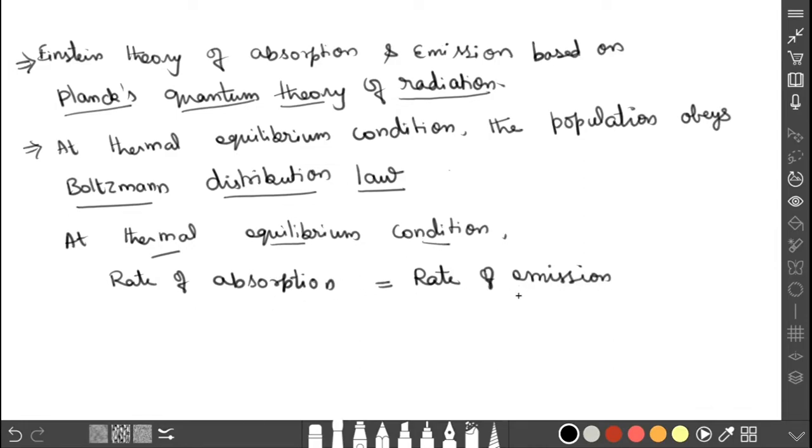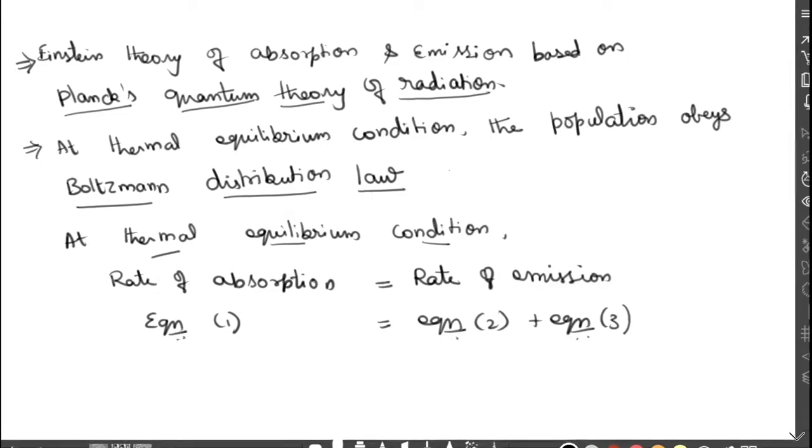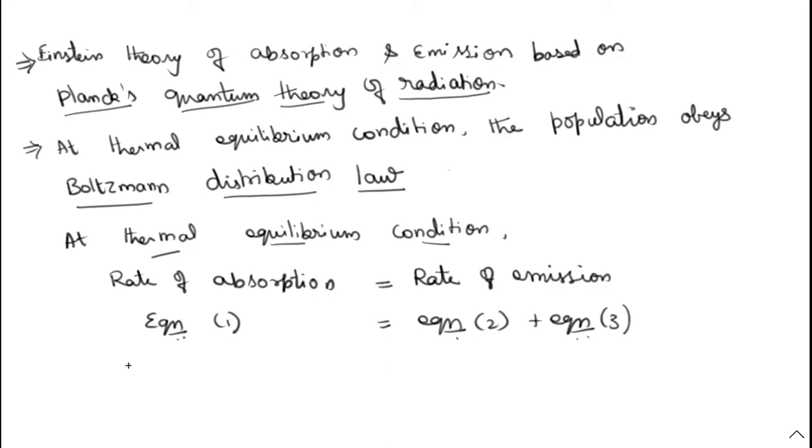We have two types of emission, spontaneous and stimulated emission. So rate of absorption, given by equation number 1, should be equal to equation number 2 plus equation number 3. Equation number 2 gives spontaneous emission and equation 3 gives the rate of stimulated emission. So let me write the values here. Equation 1 value is B12 rho nu N1, which is equal to equation 2, A21 N2, plus equation 3, B21 rho nu N2.